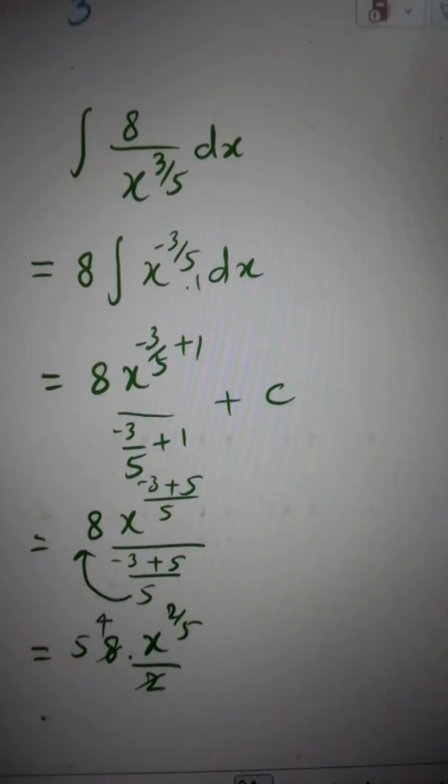So 5 multiplied by 4 is 20, x power 2 by 5. So this c has to appear again till the last simplified form.